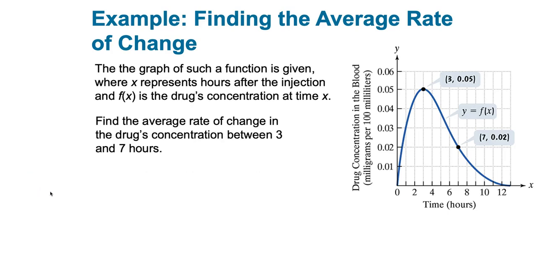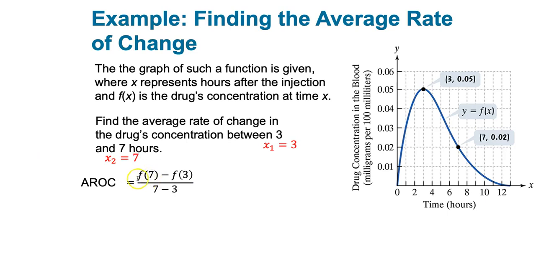Let's practice this concept by finding the average rate of change of the drug's concentration between hours 3 and 7. We can use this formula for average rate of change and plug in the values. x1 equals 3 and x2 equals 7.